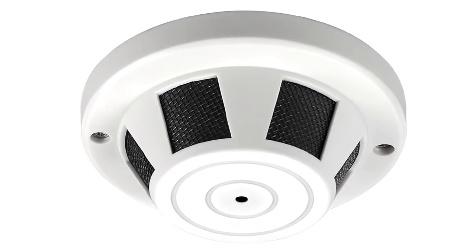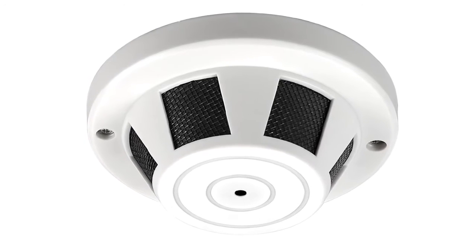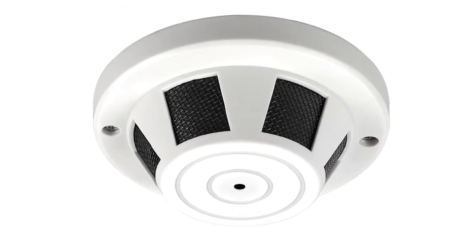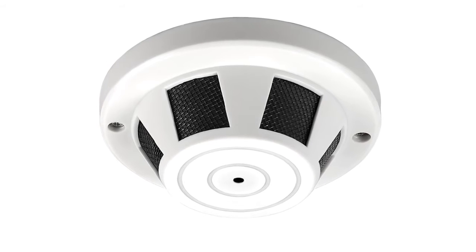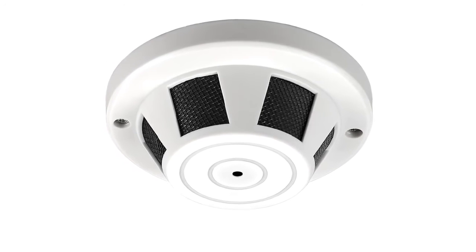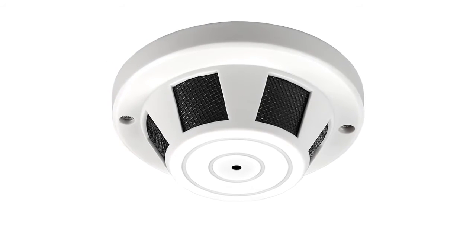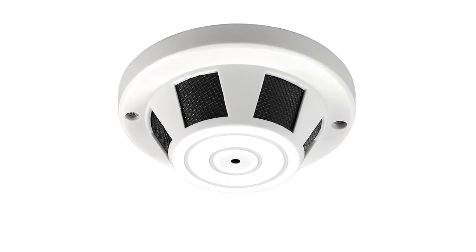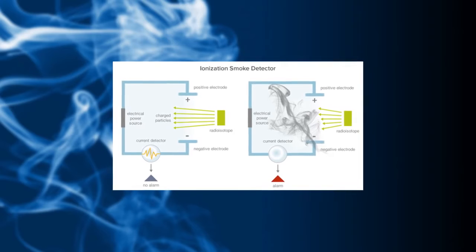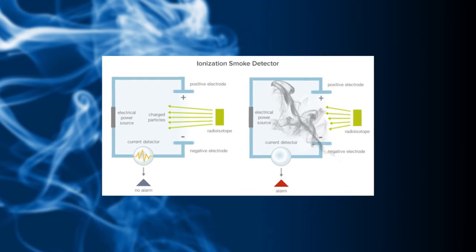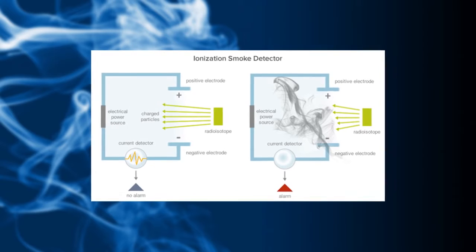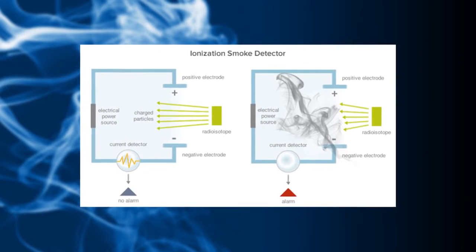When the alpha particles interact with the air in the chamber, they produce ions. The positively charged plate attracts the negative ions, and the negatively charged plate attracts the positive ions. This system creates a small electric current. When smoke enters the chamber, the particles attach themselves to the charged ions and restore them back to a neutral electrical state. This disrupts the electric current and an alarm is triggered.